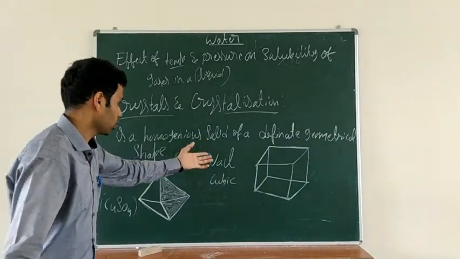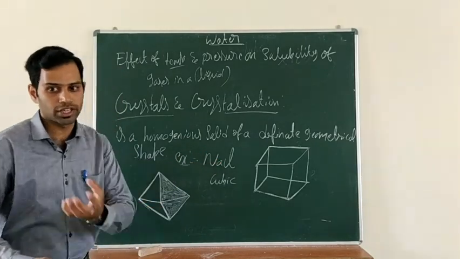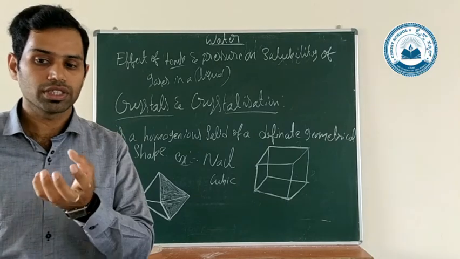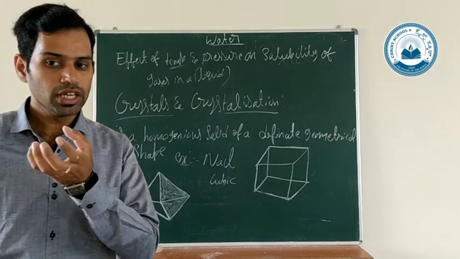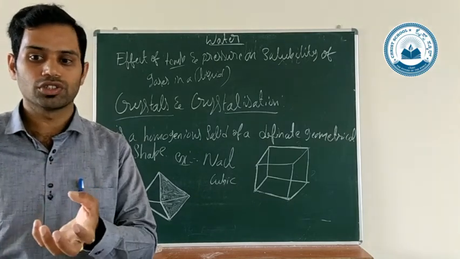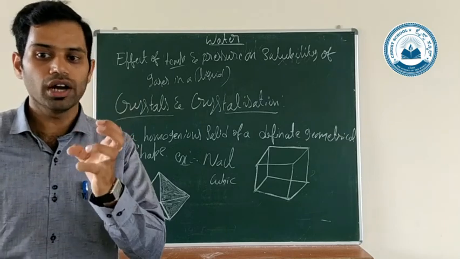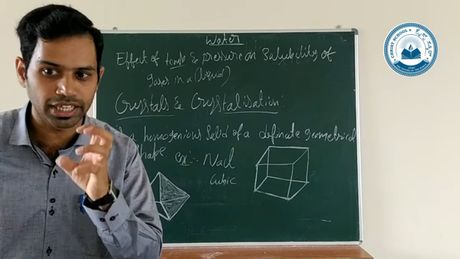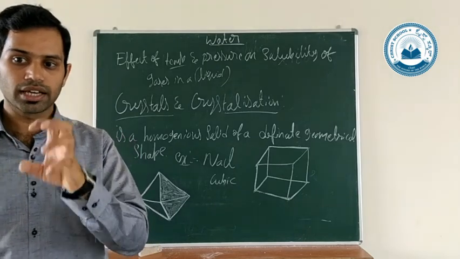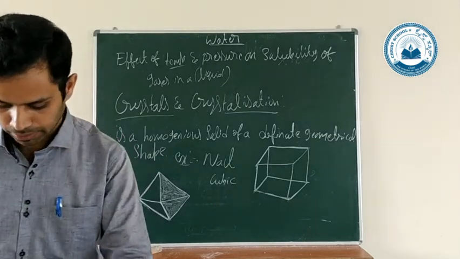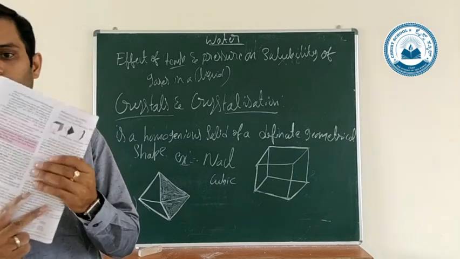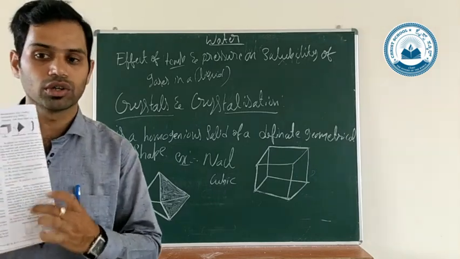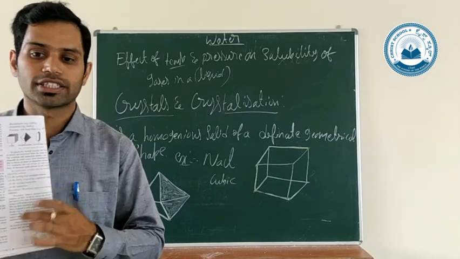So how are we getting these crystals? If you cool the saturated solution. You know what a saturated solution is: a solvent which does not dissolve any more of the solute. That is a saturated solution. So if you cool the hot saturated solution, that will give the crystals. There is one experiment in the textbook.